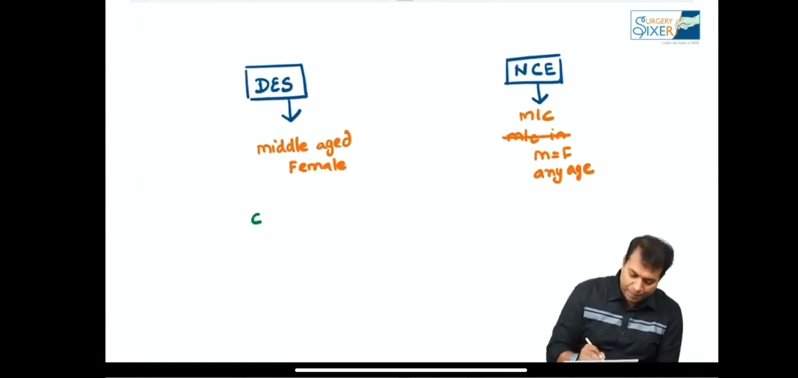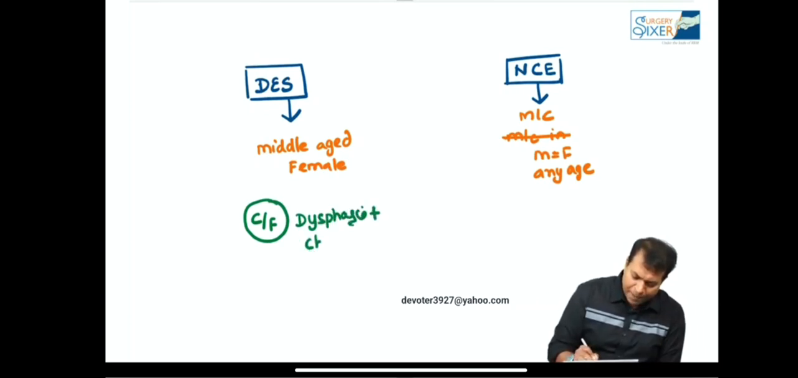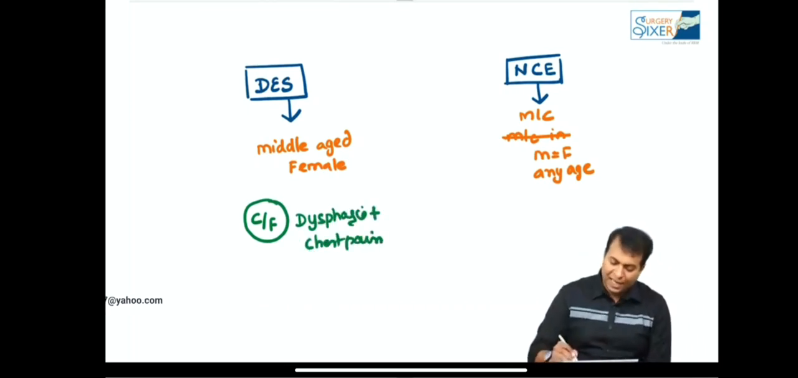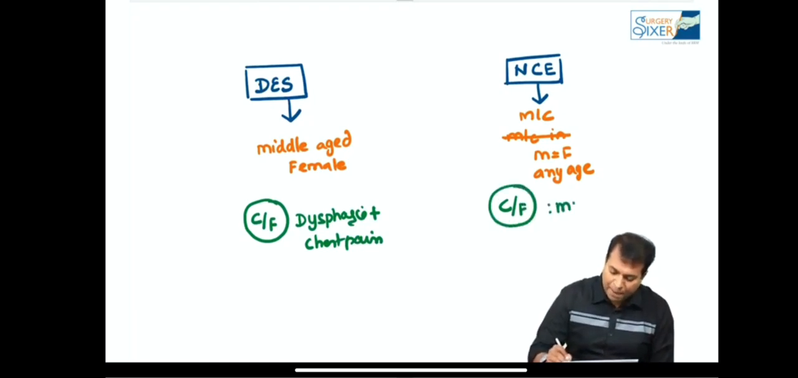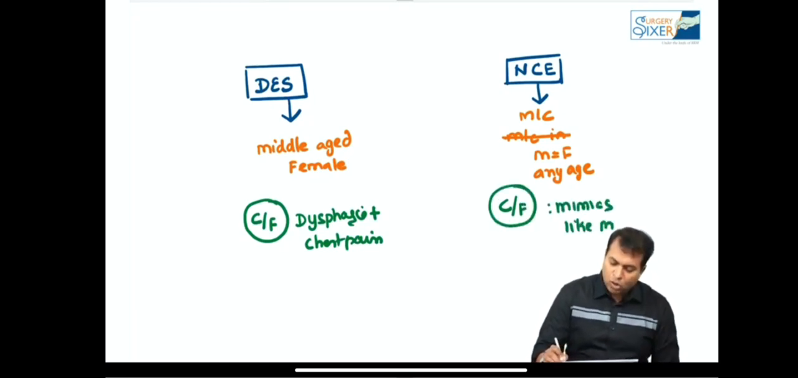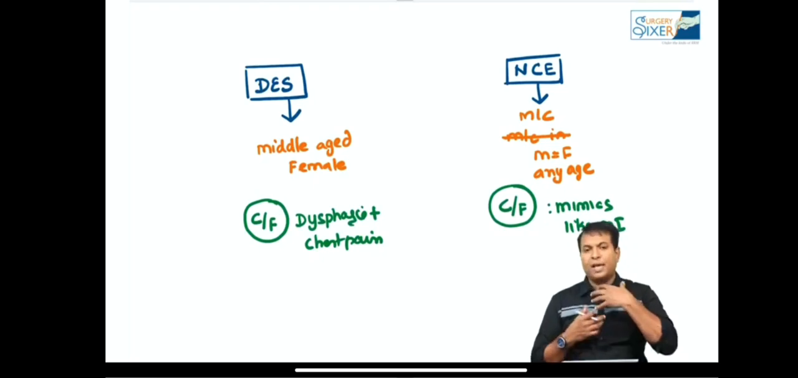So DES presents with a clinical feature of dysphagia along with chest pain. They will develop dysphagia with chest pain and come to hospital. Nutcracker esophagus presents with a clinical feature that mimics MI, myocardial infarction. This is a typical case. They develop severe retrosternal discomfort and get admitted in ICU.